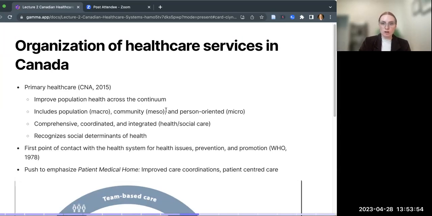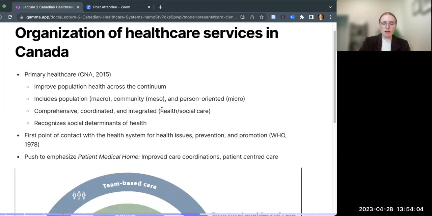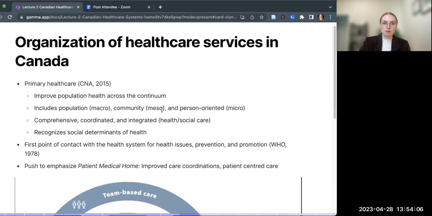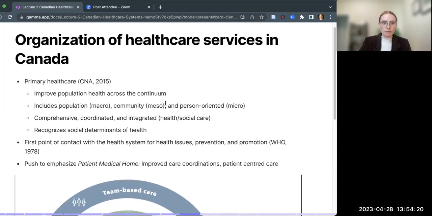And then again, we are starting to see more of a desire to integrate health and social care, whereas perhaps historically those two pieces have been siloed. The idea is that primary healthcare would be the first point of contact and would have more of a focus on prevention and health promotion rather than the sick care that we've been seeing historically, where it's more focused on those downstream health consequences.